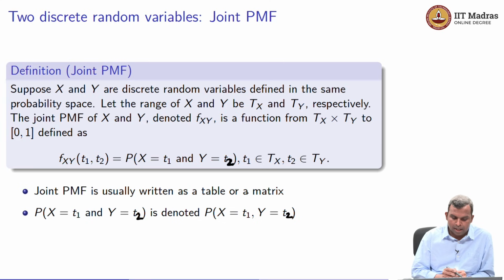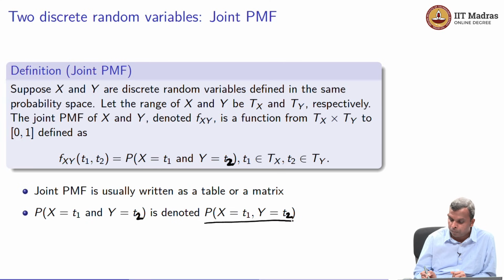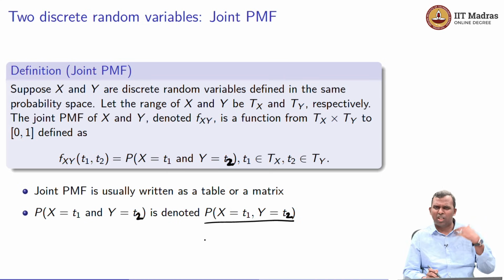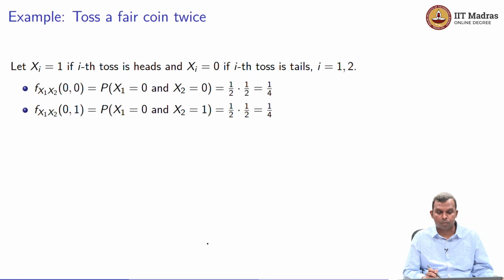Okay. And notice this popular notation. This notation is very important. Instead of writing this and complicating things, we'll simply put a comma: X equals T1, comma, Y equals T2. Don't interpret this comma as "or" or anything, it is "and". So this is both of these, and the probability of that is the joint PMF. Okay, so let's look at some examples. It'll be clearer with some examples.